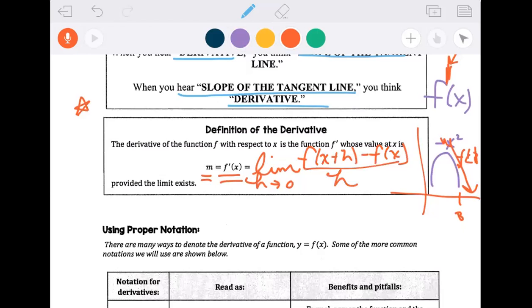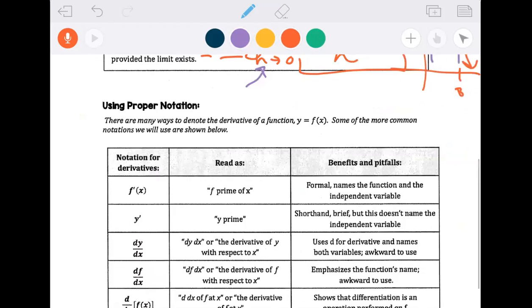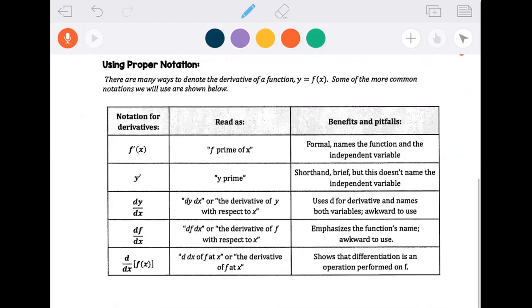Remember, this is the slope of the secant line, but as that change in x approaches 0, that lands on top of the tangent line. So just a little notational fluency here. When you see f prime of x, you read it f prime of x, and it means that it's the derivative of the function at x.